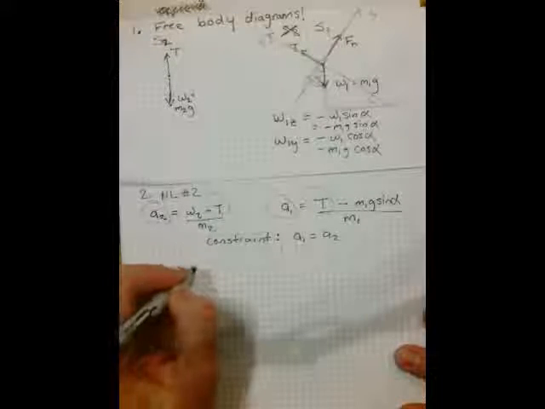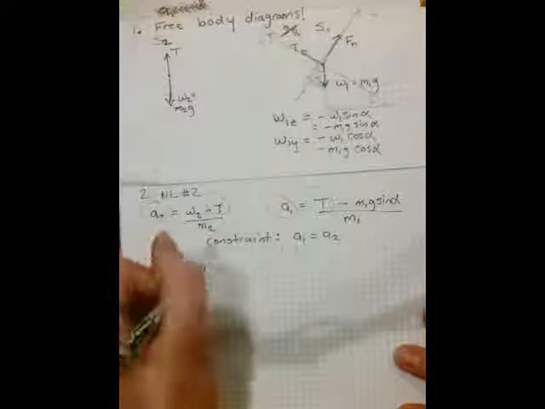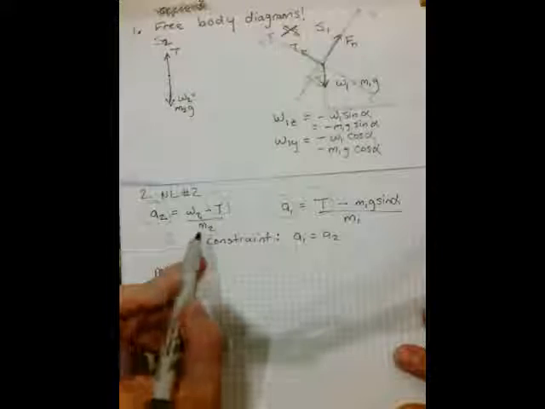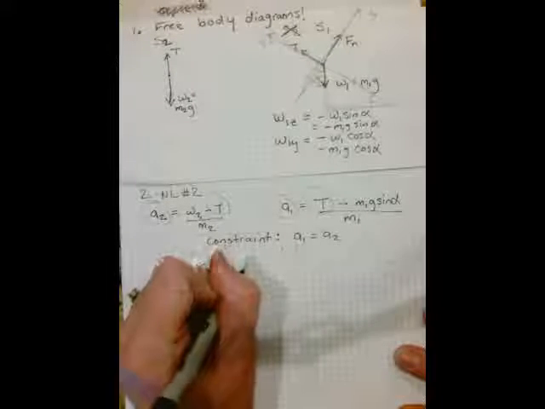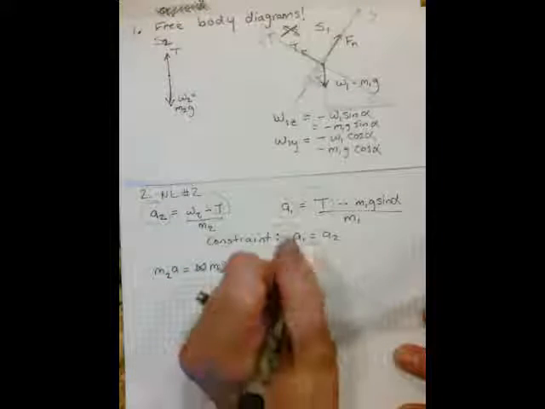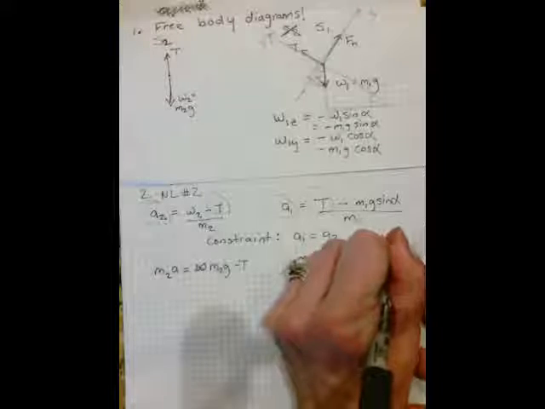We can say M2A equals, if I'm going to use M1G here, I should probably use M2G here. So let's go M2A, right? I multiplied both sides by M2, it's M2G minus T. And then I can go M1A is equal to T minus M1G sine alpha.